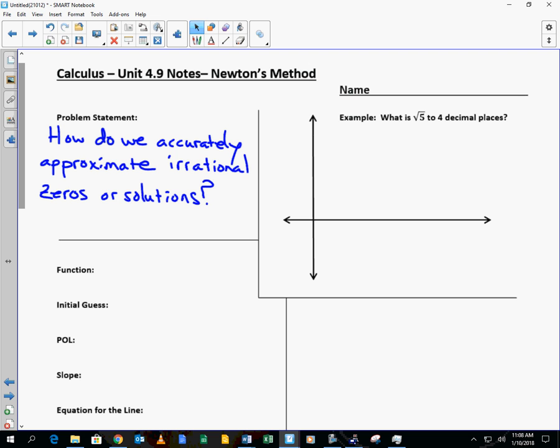You got to put yourself in Newton's situation back in the year 1600, okay? You don't have a calculator. And so how do we accurately approximate irrational zeros or solutions? Or in other words, what is the square root of 5 accurate to 4 decimal places? Okay, we'll try this out, okay?